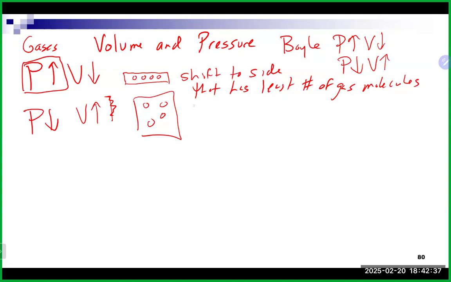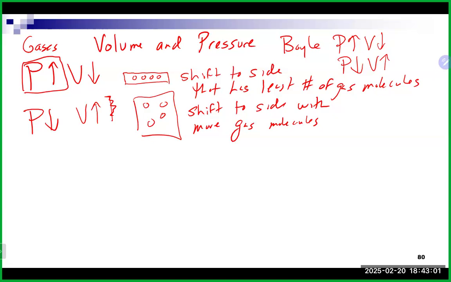So in this situation, it will shift to the side with more gas molecules. And again, with more gas molecules, that will kind of help the change that occurred where the pressure dropped. It'll kind of bring it back up a little bit to equilibrium.